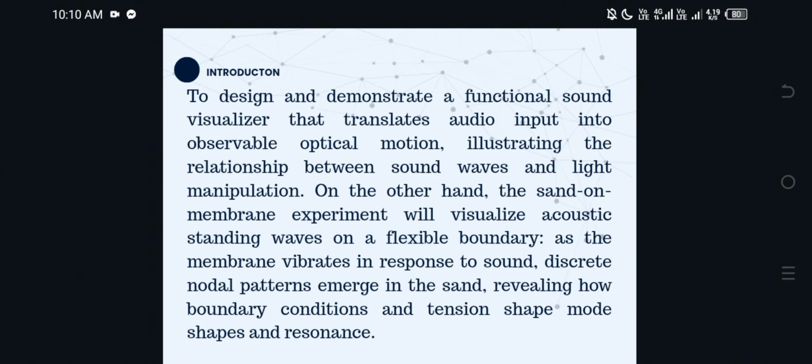For our introduction: to design and demonstrate a functional sound visualizer that translates audio input into observable optical motion, illustrating the relationship between sound waves and light manipulation. On the other hand, the sound membrane experiment will visualize acoustic standing waves on a flexible boundary as the membrane vibrates in response to sound. Discrete nodal patterns emerge in the sand, revealing how boundary conditions and tension shape mode shape and resonance.